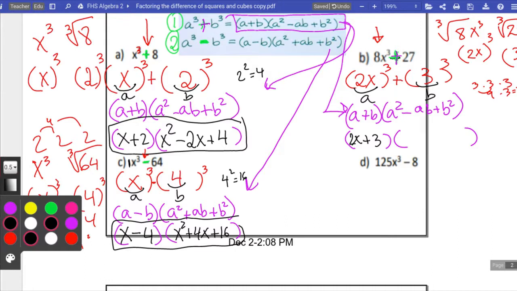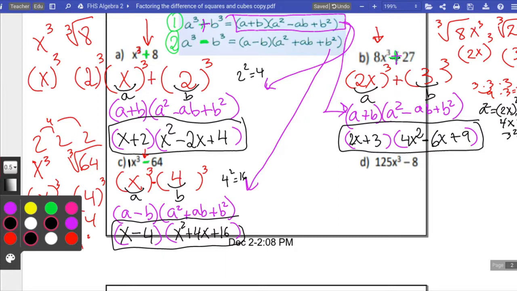A squared. A is 2x. If you square it, a squared will be 2x squared, which is 4x squared. Let's move on. Minus a times b: 2x times 3 equals 6x. Next, b squared. B squared is 3 squared, which is 9, plus 9. And just like that, you're killing it. We're done. Last one.